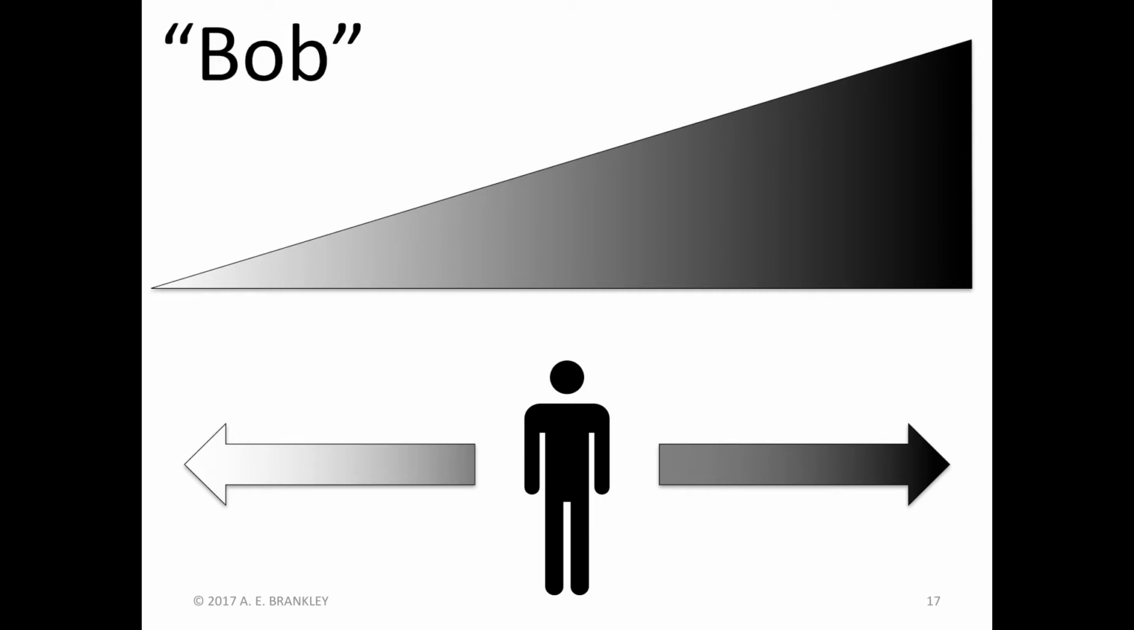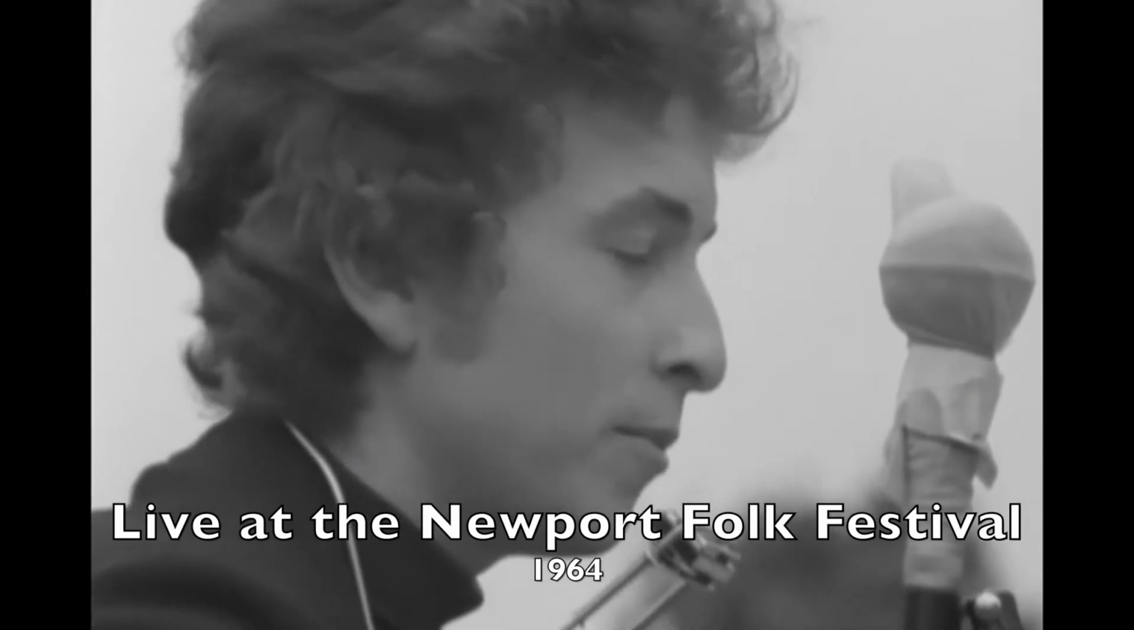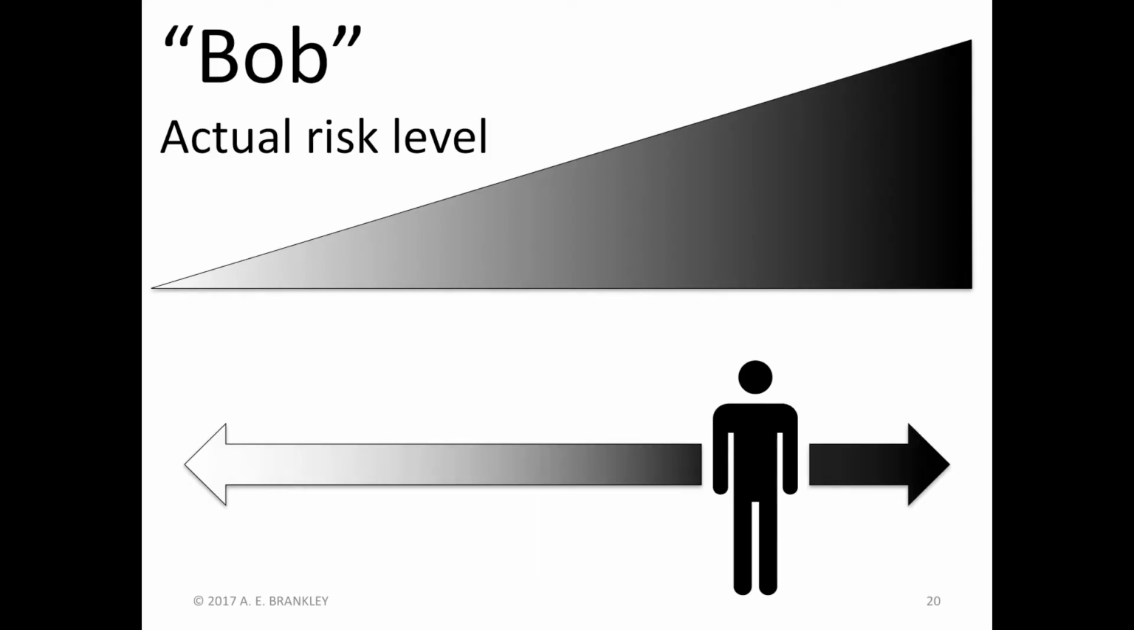For example, let's look at Bob's risk level. No, not Bob Dylan. Our Bob is just an example. This is Bob's actual level of risk, the likelihood that he will commit a future crime. But this level of risk does not come stamped on his forehead. We have to assess it, usually with the help of evidence-based risk tools.